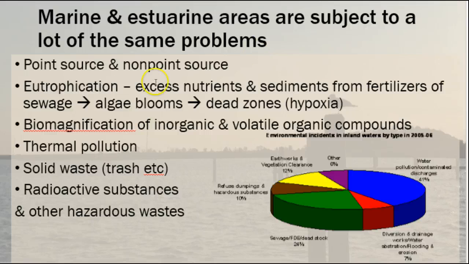You're still going to have a lot of problems with eutrophication. So remember, that can come from excess nutrients from all kinds of different things, fertilizers, sewage, things like that, animal waste, and that will cause an algae bloom and a dead zone. And that is going to happen in your marine systems. In fact, the Gulf of Mexico has a huge dead zone every year for that same reason.